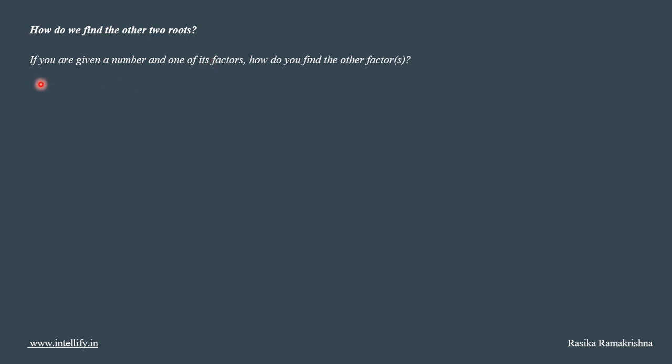Okay, so first I would suggest we look at this particular question. Assume that you are given a number and one of its factors. How do you find the other factor or factors? Say you're given 12 and you're given one factor to be 3. Obviously, you can say that the other factor is 4.